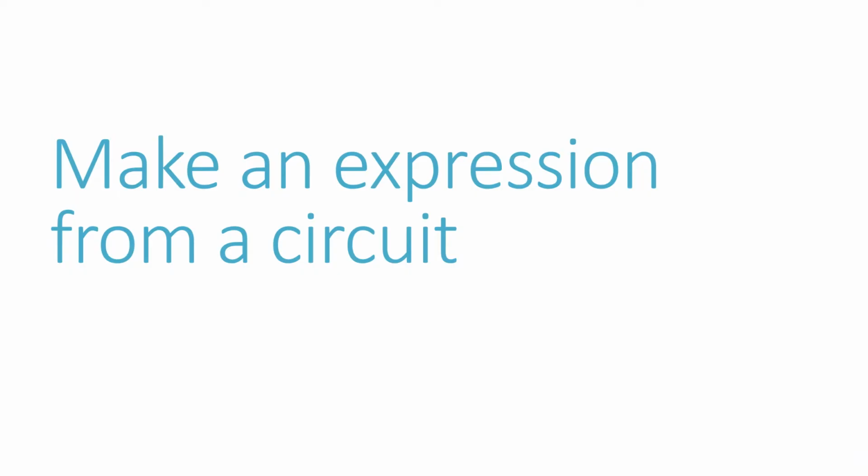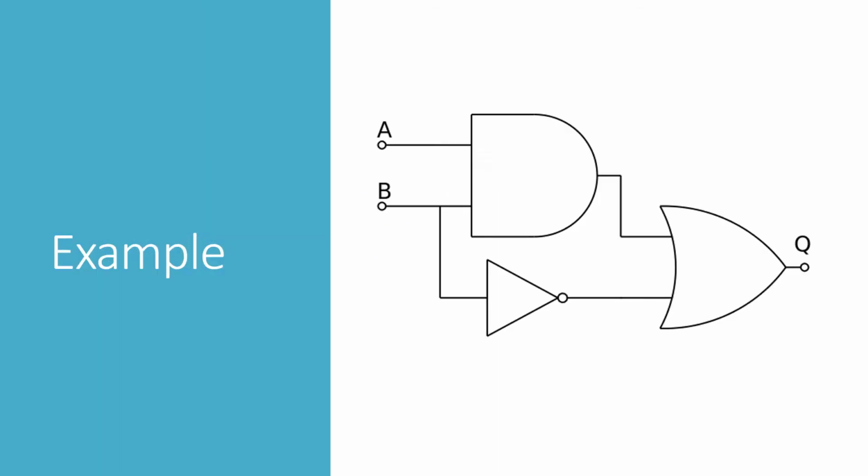So first let's see how we can make an expression that matches a given logic circuit. So here's the first of many examples we're going to look at this week. We're going to create a logical expression, a Boolean expression that matches this circuit. I don't think you'll be surprised at the first step. We're going to label all the outputs and inputs of the diagram. So there we are. There were only 2.